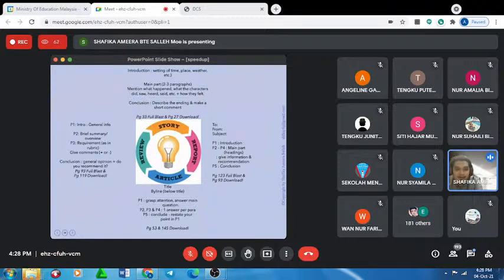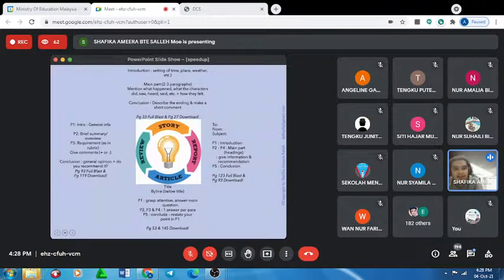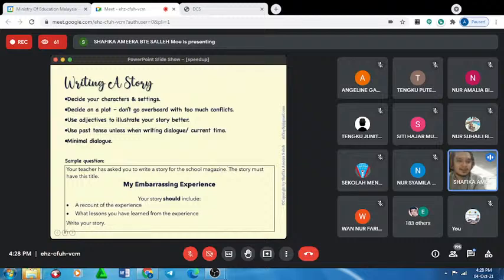Okay, and then the format mesti ada to, from and subject, and after that ada subheading for each of the paragraphs. Okay, subheading tu apa? Subheading tu adalah tajuk kecil bagi setiap perenggan tu. Maksudnya satu perenggan tu spesifik untuk subheading tu saja, spesifik untuk tajuk tu saja. Okay, alright, so let's look at writing a story.